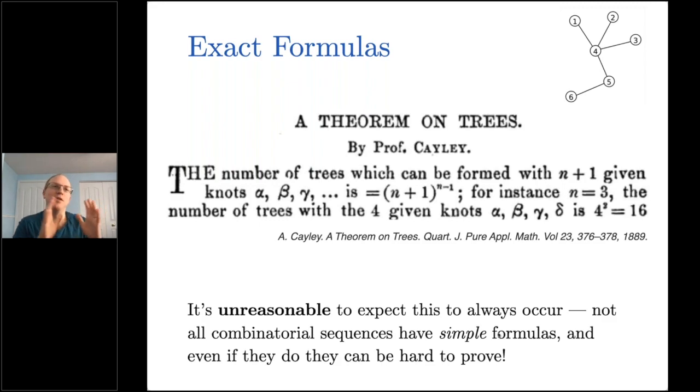But it's unreasonable to expect that every possible question you could have would have such a nice form in the end. Not all combinatorial sequences have nice forms. Some have very complicated forms. Some might not even have really efficient forms at all to compute. And even if you have a problem that does have a nice form, it can often be very hard to prove a nice formula for it. So exact formulas can be nice, but it's kind of too naive to expect that you can always get them.